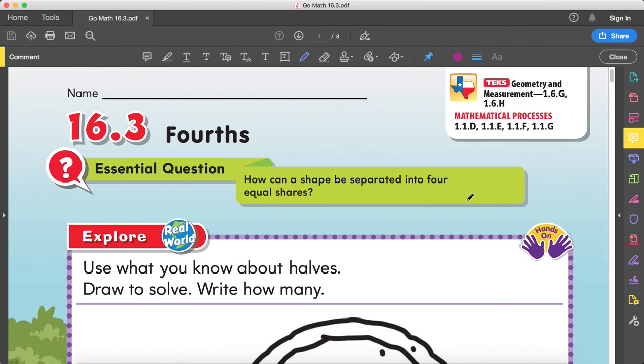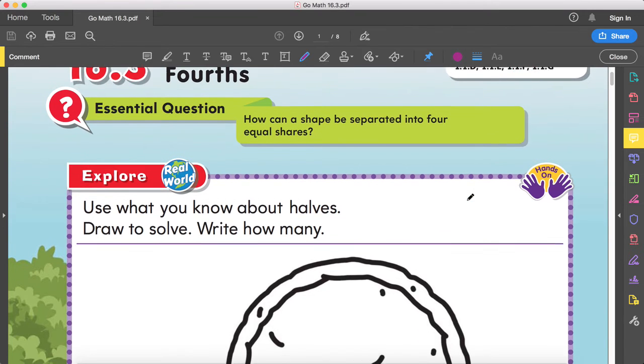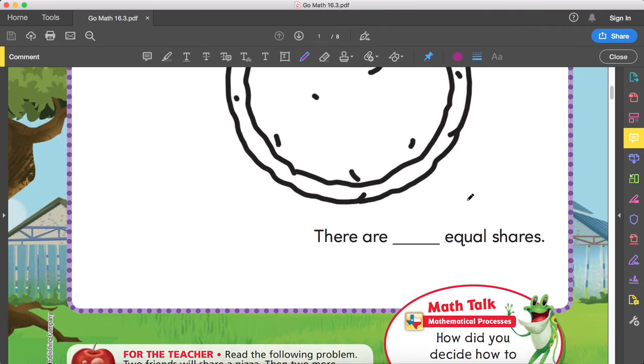Right here for 16.3, fourths. How can a shape be separated into 4 equal shares? Use what you know about halves, draw to solve, write how many.